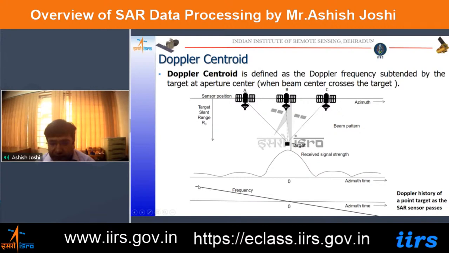So this is the target response, and this is the frequency curve. The frequency first decreases, becomes zero, and then starts increasing in the negative direction. This is called the Doppler history of a point target as the sensor passes. In SAR data processing, we have to calculate this Doppler centroid, meaning the position of the sensor when it has zero Doppler, that is, the Doppler when the beam center crosses the target.